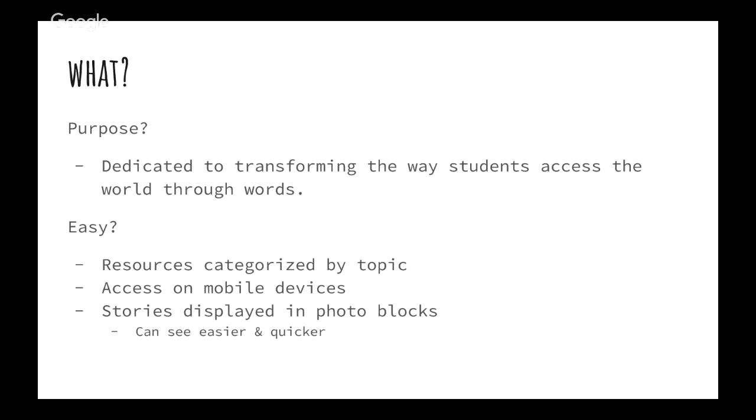They can get access on mobile devices, so it doesn't have to be just on a computer. They can access it on their phones, their iPads, iPods, different things that have access to the internet. And stories are also displayed in photo blocks, so everybody can see things easier and quicker. They don't have to continually read. They can see a picture and know what is going on.